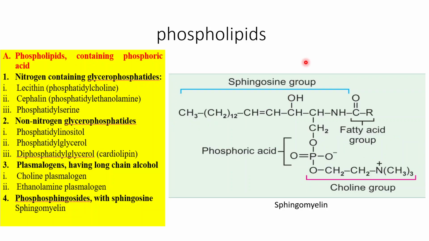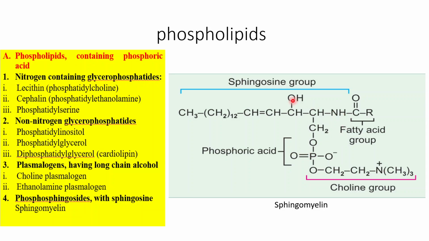Now the last one is sphingomyelin. Here we have the alcohol which is sphingosine. This is the sphingosine, a type of alcohol. It's an amino alcohol. You have an amino group here to which a fatty acid is attached, and you have a phosphoric acid. So it becomes a phosphosphingolipid.